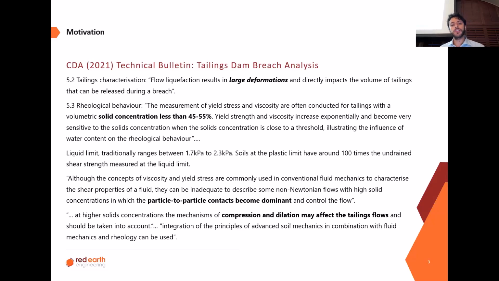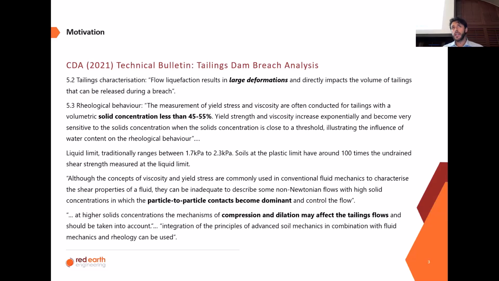Okay, and then CDA continues and says the yield strength and viscosity increase exponentially and become very sensitive to the solids concentration when the solids concentration is close to a threshold, illustrating the influence of water content on the rheological behavior. So when they speak about this threshold, what comes to my mind is the liquid limit of soils, which we in geotechnical engineering understand as where soil behaves as a liquid, at around 1.7 kPa, and it can range up to around 2.3 kPa.